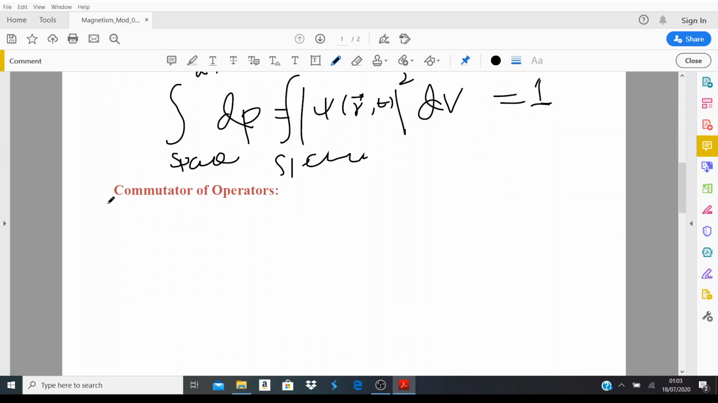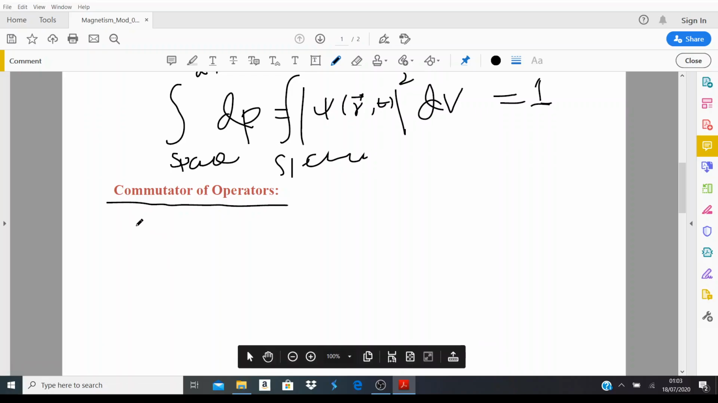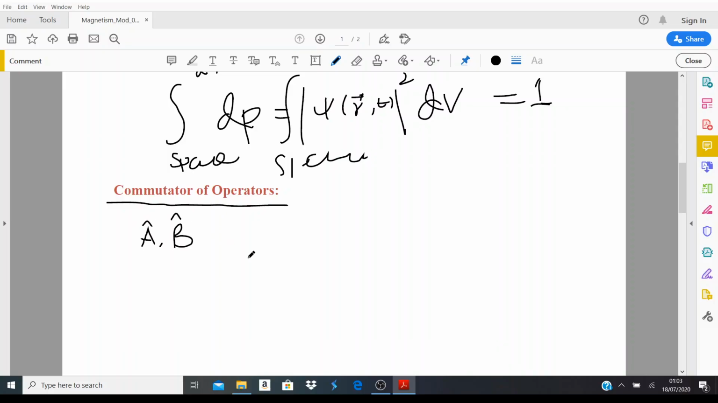Then the next topic that I want to introduce here is the concept of the commutator of operators. This is very important and will become useful in the study of magnetism. So let us assume we have 2 operators, say A and B. Now the question is, how do you define the commutator between these 2 operators? The way we define it is [A, B] in square brackets. By definition, this is A, with the hat here, minus the reverse order, B times A.